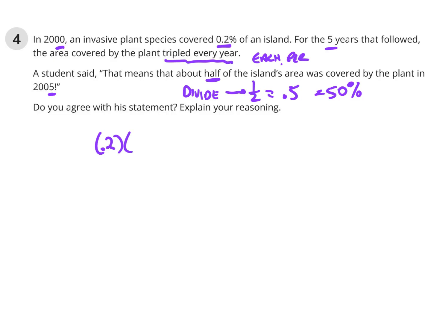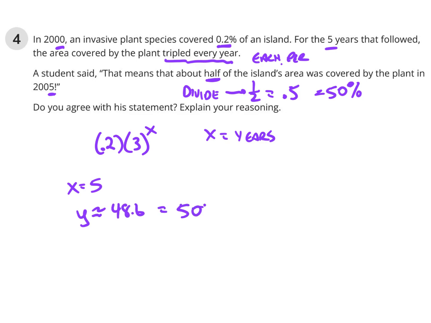So 0.2, it tripled every year. That's our b. And then x stands for years. You have to understand what the variable means. If you don't, it will be hard in upcoming lessons when we have to change the variable. So now, from 2000 to 2005 is 5 years. So we put this in the calculator. When x is 5, y is about 48.6, which is close enough to 50%, which, yes, the student was correct.